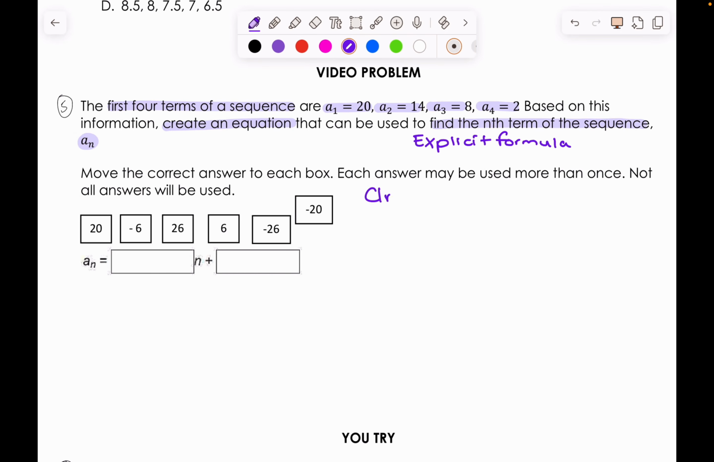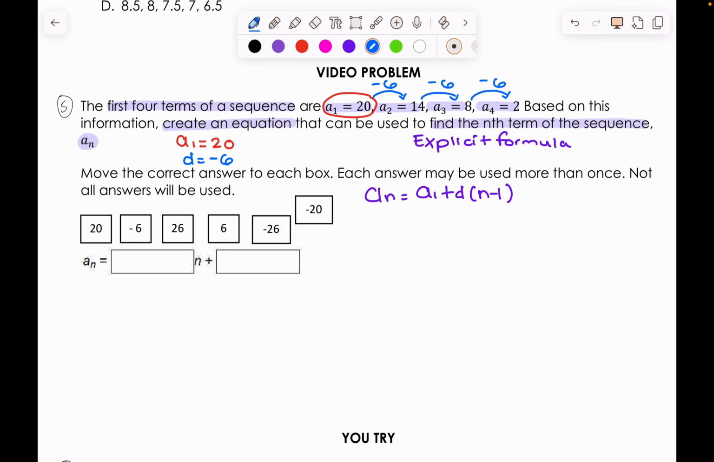We know that it's going to be an equals a1 plus my difference times n minus 1. Well, based on this sequence, I know that my first term is 20. We also notice that the sequence is decreasing, and this is decreasing by 6 units. So every single time we are subtracting 6. So our difference is minus 6.